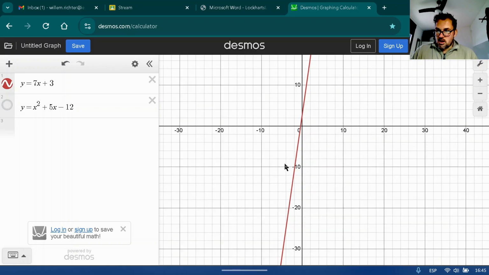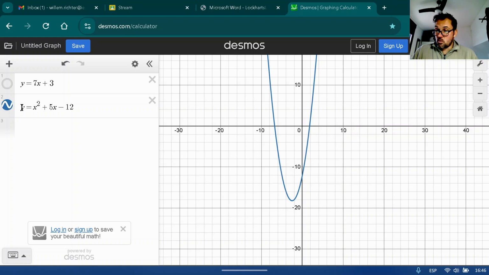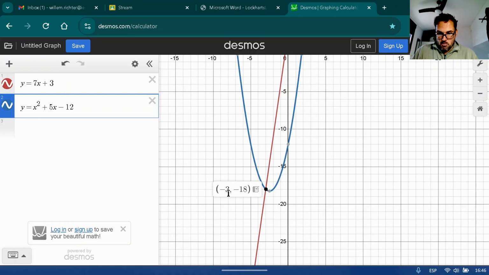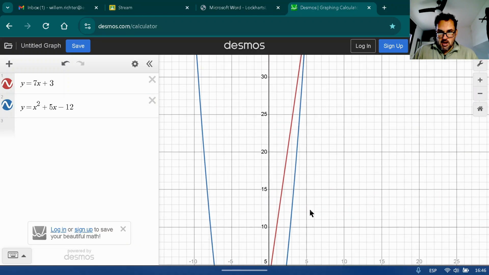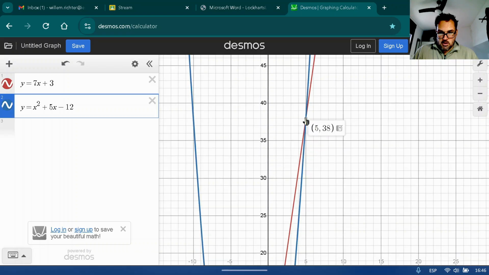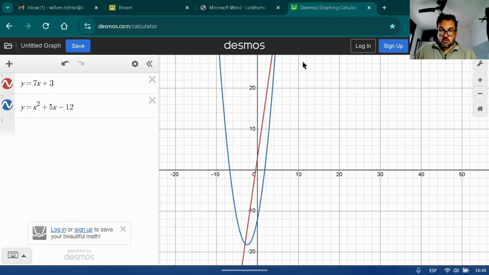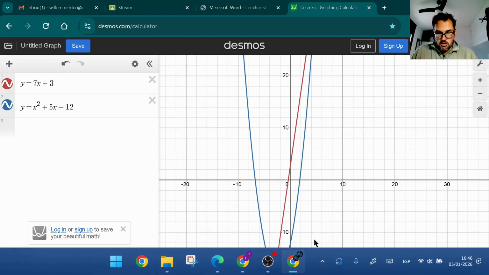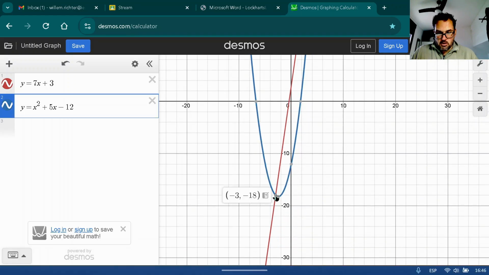Right, so here is the line y equals 7x plus 3. There is the parabola, the quadratic graph of y equals x squared plus 5x minus 12. And then it says they cross at 2 points. So you see they cross down there at minus 3, minus 18, and they cross up here at 5, 38. Good, we got the answer. Question done. But of course, in the exam, you don't have this. So how do we do this without a graph? That's the question.